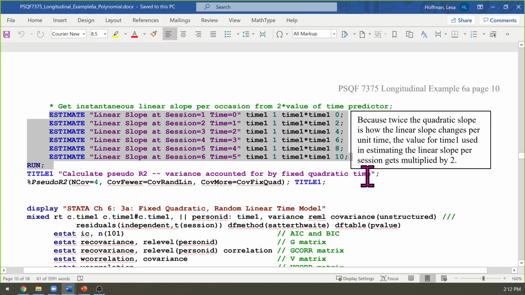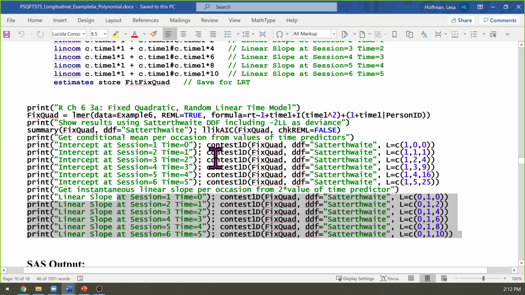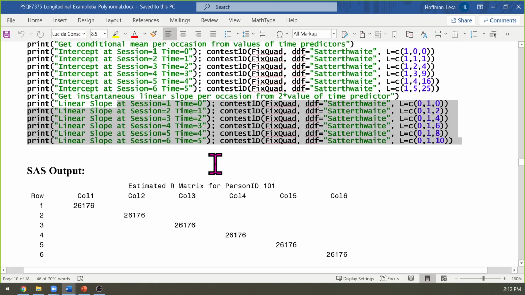So that shows up then in the Stata code right here, and in the R code right here. Okay, questions so far, or any of that you want to hear again? We're good? So far, so good? Okay. Let's see what happened.